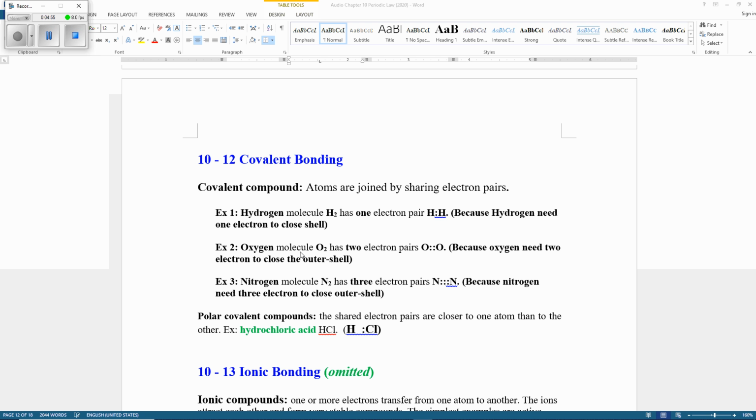Oxygen totally has 8. The first energy shell has 2, the second one has 6. It needs 2 more to make 8. So what happens? They're going to share 2 pairs. Nitrogen, for a similar reason, is going to share 3 pairs. So atoms that share electron pairs form what is called a covalent compound.